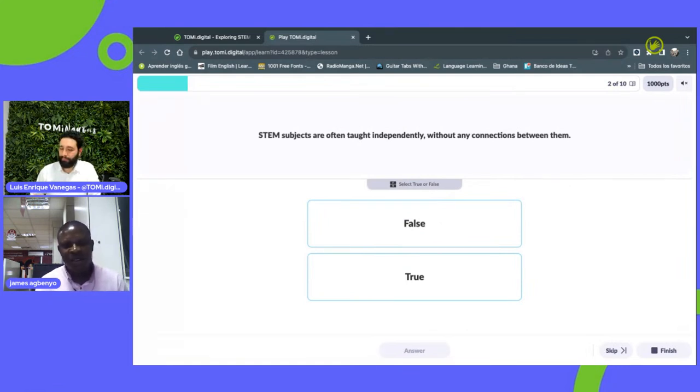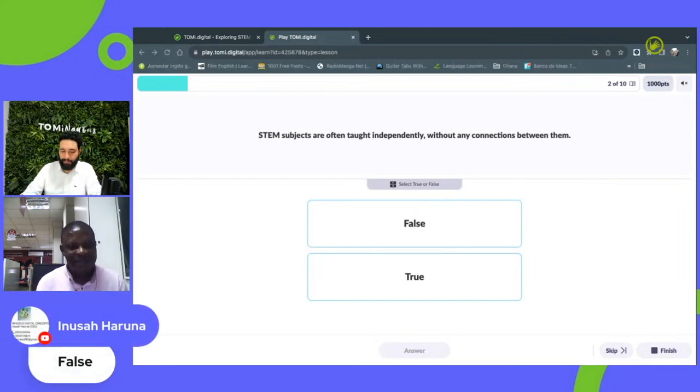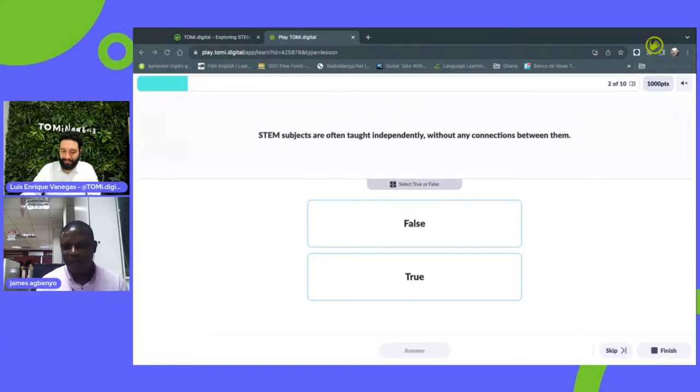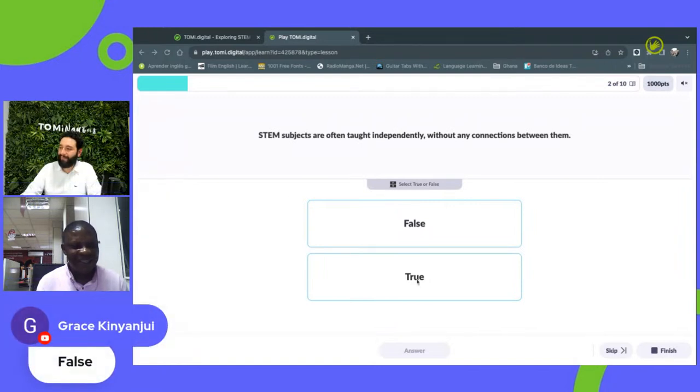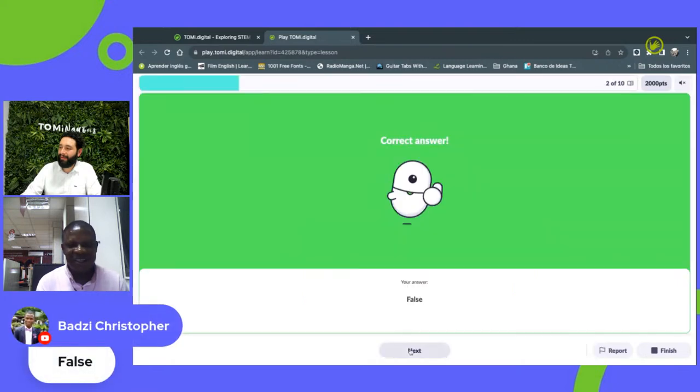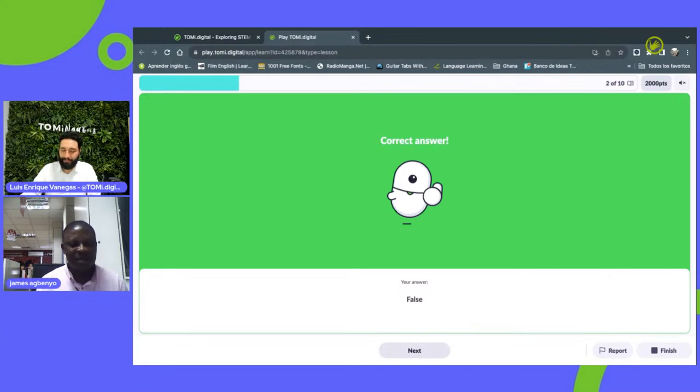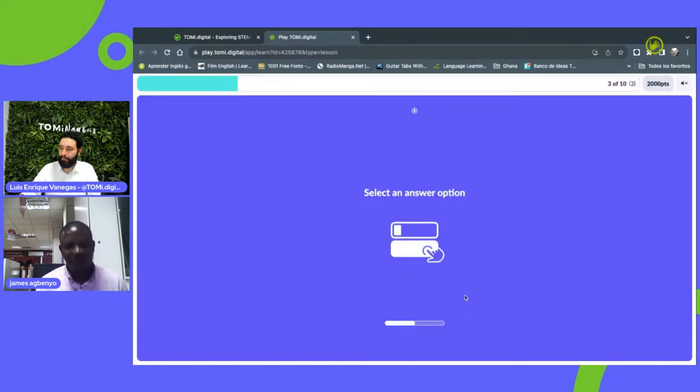STEM subjects are often taught independently without any connections between them. Is it true or is it false? Interesting question. Let's see what our audience says. True or false? STEM subjects are often taught independently without any connections between them. True or false? So Inusa Haruna says false. Okay. Good. Majority says false. Correct answer. So there is connection between different subjects, right? It's always connection between all the subjects in STEM. And even within the topics, there's always connection.